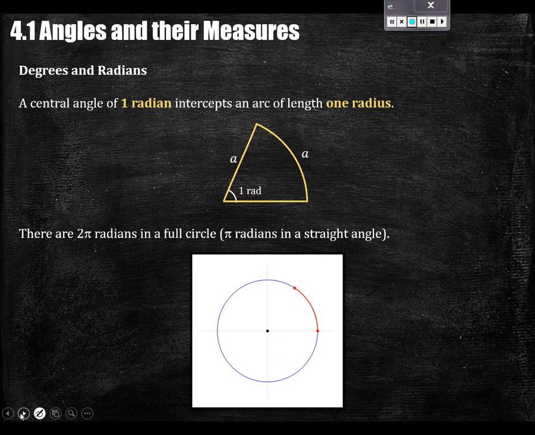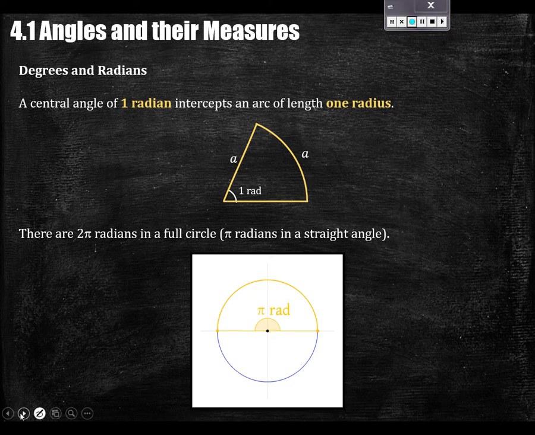There you go. Take the radius, take it out there, bend it. There it is, 1 radian. All right, keep watching. So that's 2 radians. And that's 3 radians. And then just a little more. 3.14 radians. That's 180 degrees. That's a straight angle.